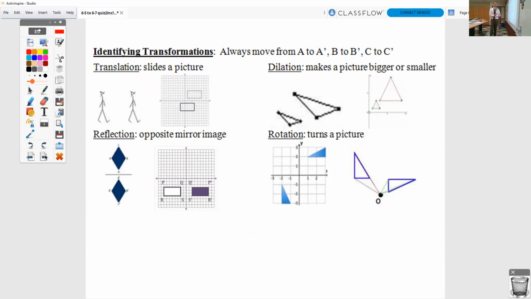You have to identify your transformations in combinations. So remember that a translation slides a picture. It doesn't make it bigger or smaller, just slides it to a new location. A dilation makes it bigger or smaller. A reflection is that mirror opposite image. And a rotation turns a picture.